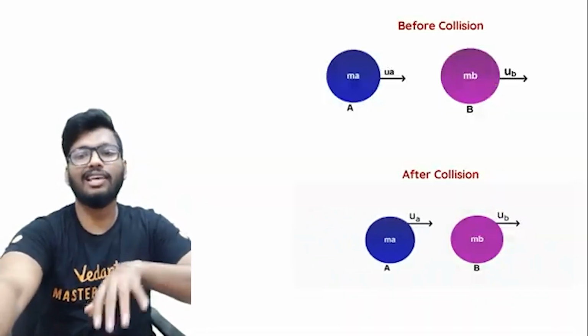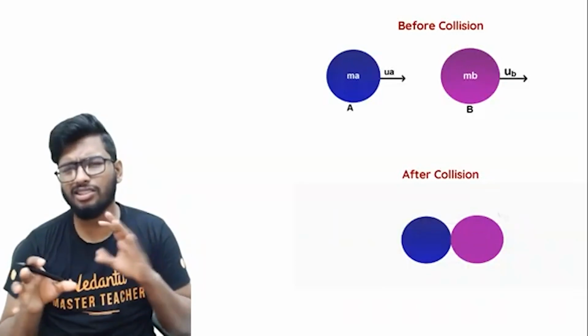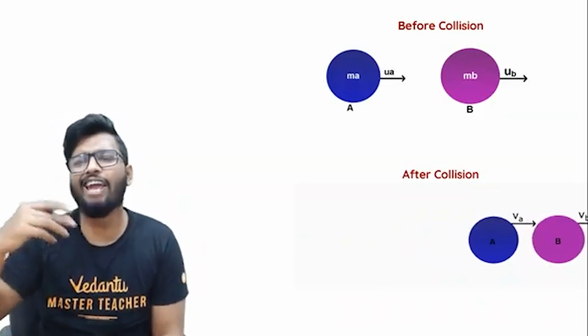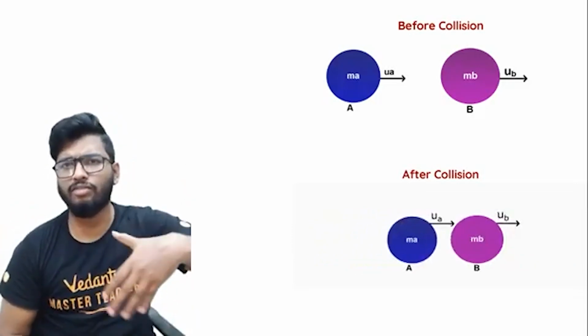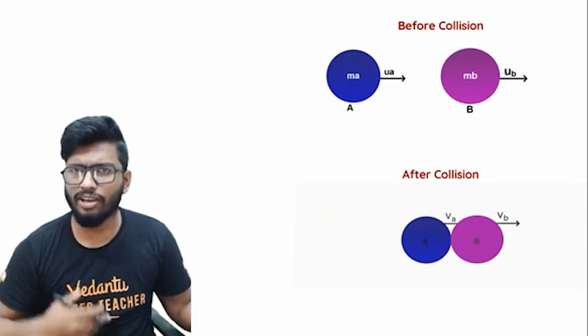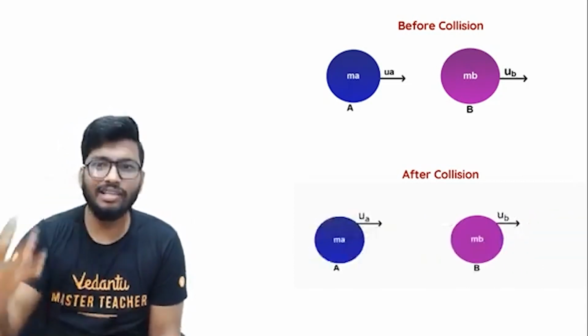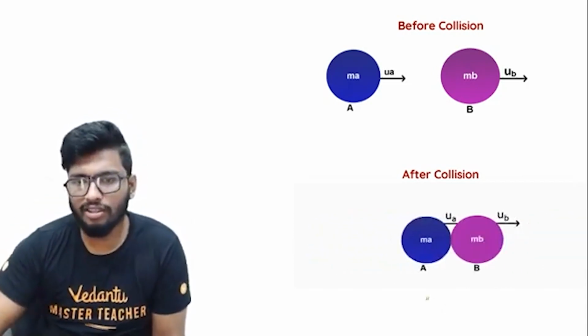After collision, the mass is not going to change, but the velocity would, right? So the velocity is changed now to VA and VB. That is the final velocity of the first body and the final velocity of the second body. So once again, what would be the momentum?